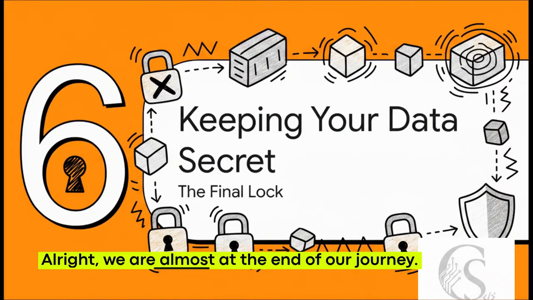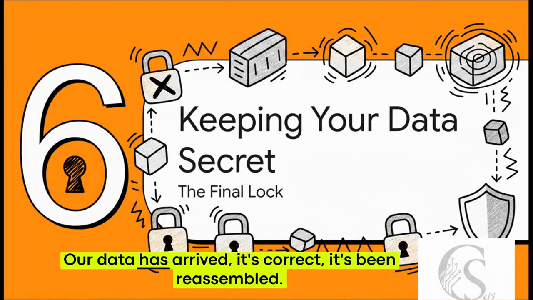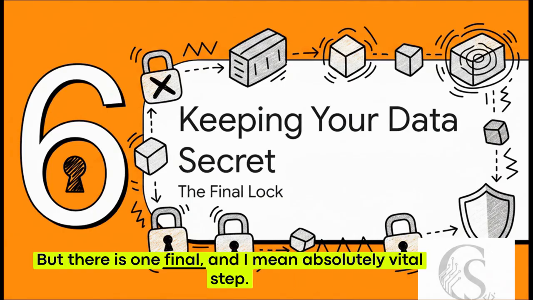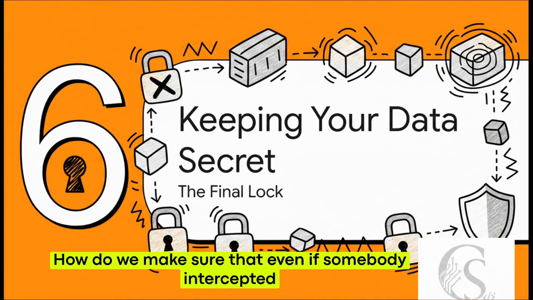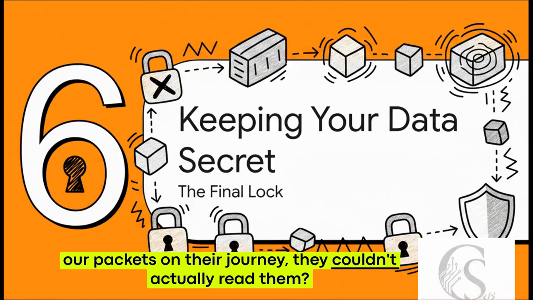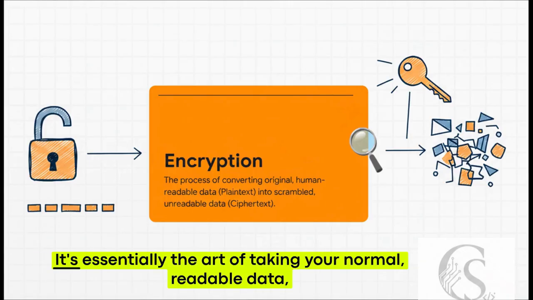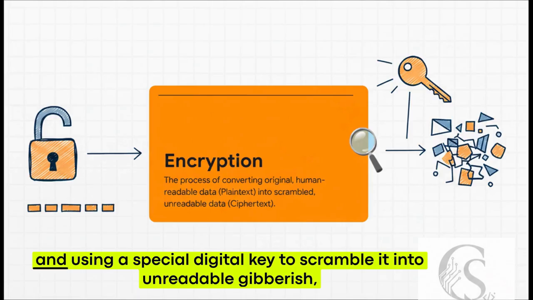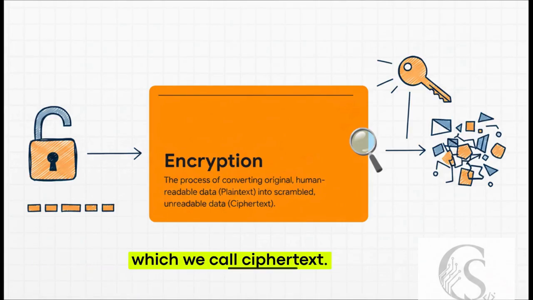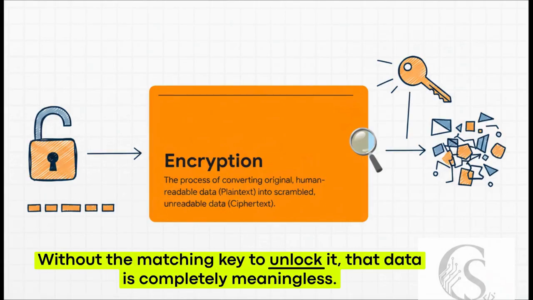All right, we are almost at the end of our journey. Our data has arrived, it's correct, it's been reassembled. But there is one final, and I mean absolutely vital step. How do we make sure that even if somebody intercepted our packets on their journey, they couldn't actually read them? And this, of course, is where encryption comes in. It's essentially the art of taking your normal, readable data, what we call plain text, and using a special digital key to scramble it into unreadable gibberish, which we call ciphertext. Without the matching key to unlock it, that data is completely meaningless.